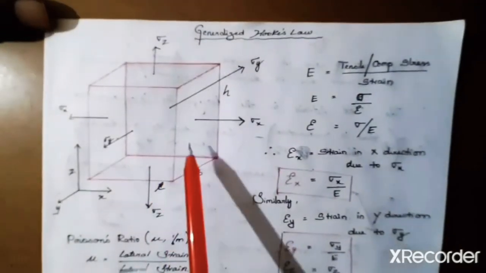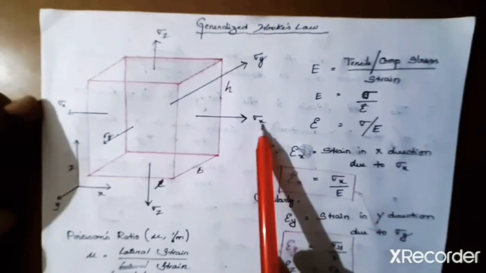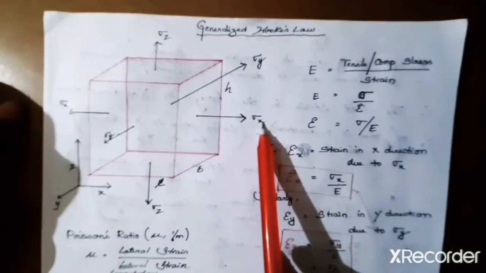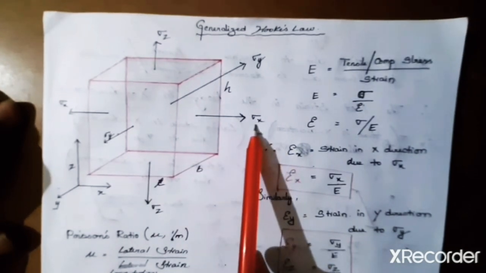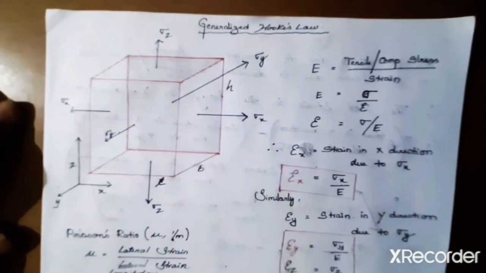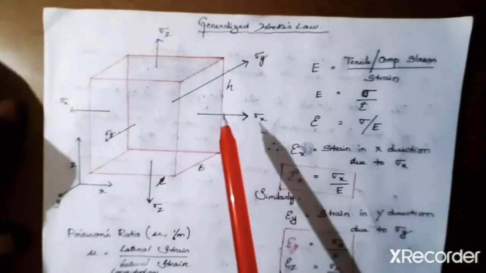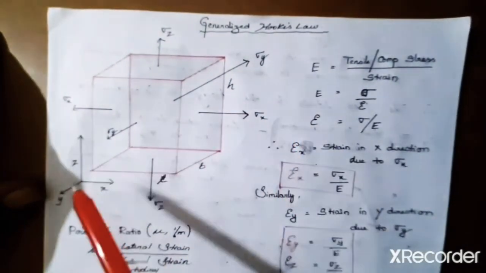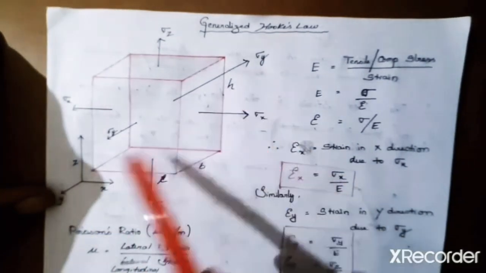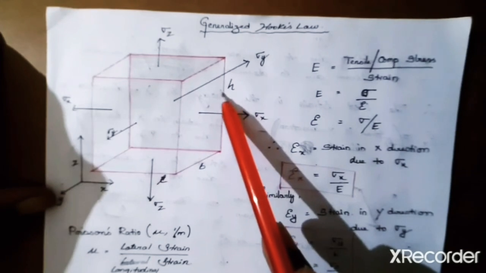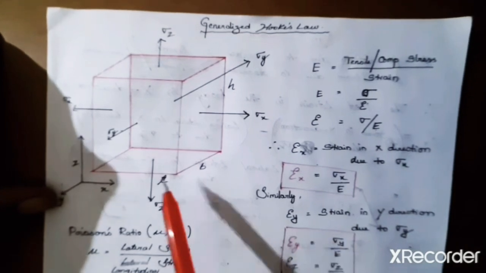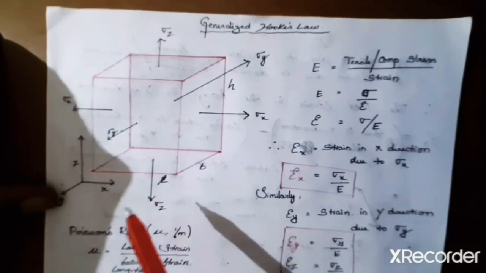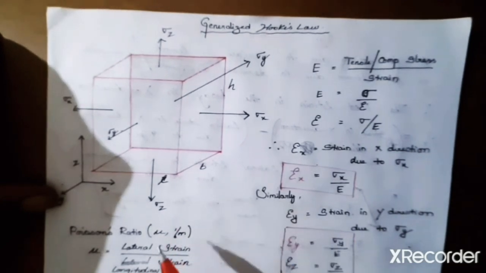Similarly, just see the figure here. Now I hope you understand. Because of this sigma x, there is a longitudinal strain in x direction, and sigma x is also responsible for two lateral strains in y and z direction. In a similar way, because of sigma y in y-axis, there is going to be a longitudinal strain in y direction here, and at the same time there is going to be a lateral strain in x and z direction.